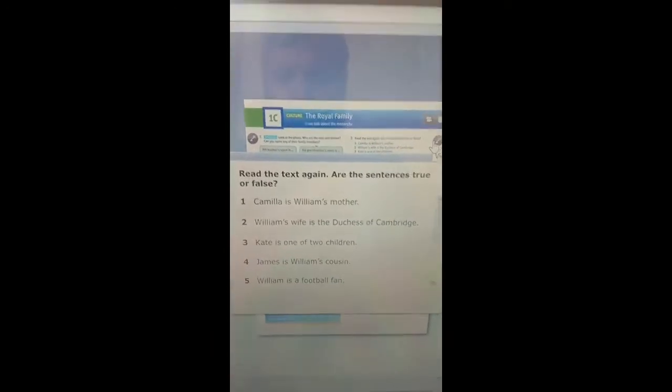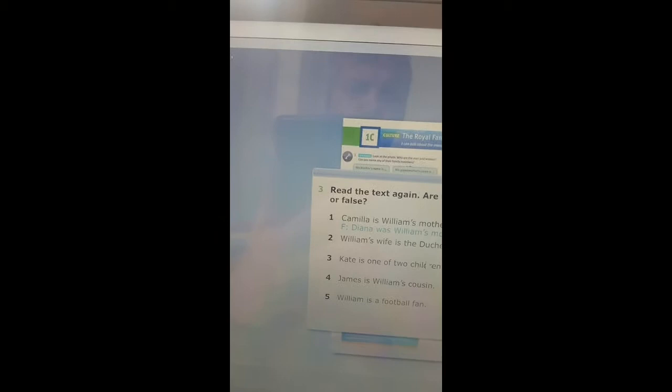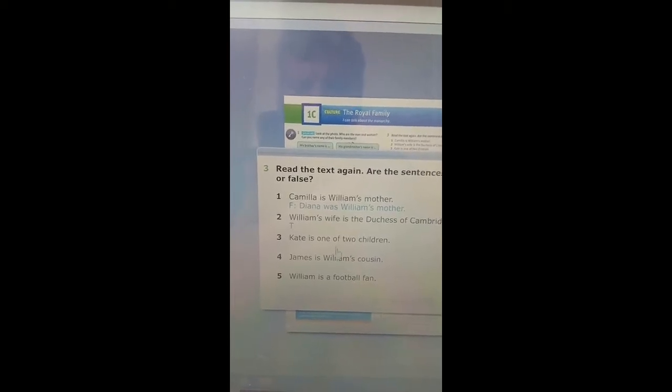And then if we have a look at this exercise here, exercise 3, you have to read it again and say if they were true or false. So Camilla is William's mother. No, that was Diana. William's wife is the Duchess of Cambridge. True, yes she is now, once they got married.